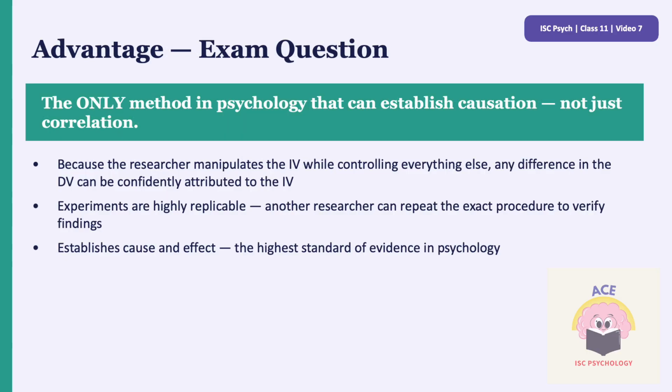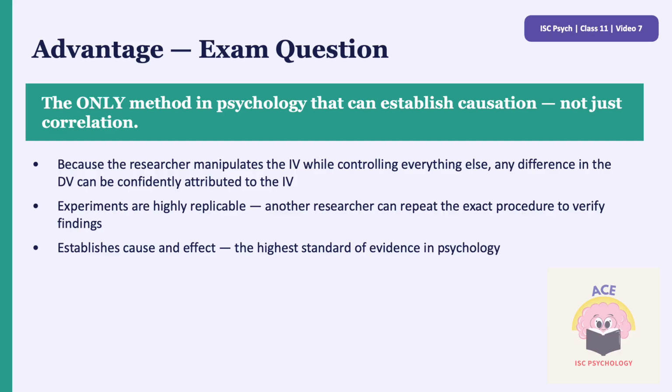Now, coming to advantages and disadvantages for the experimental method. This is a common question in exams, so pay attention. Advantage. The experiment is the only method in psychology that can establish cause and effect, causation, not just correlation.